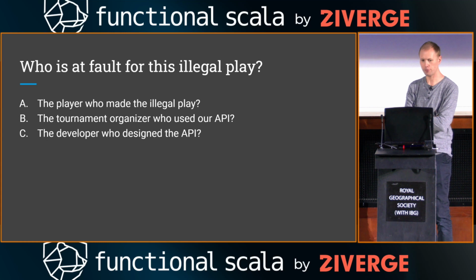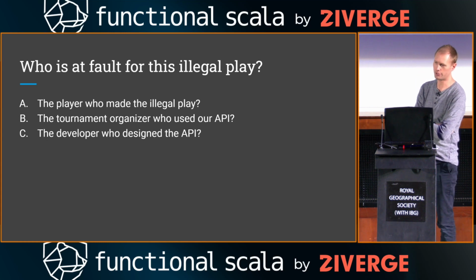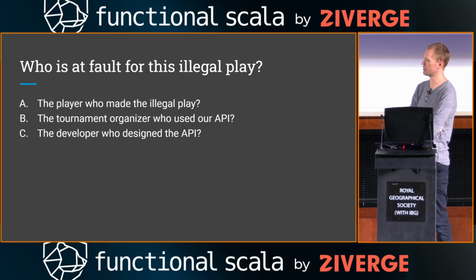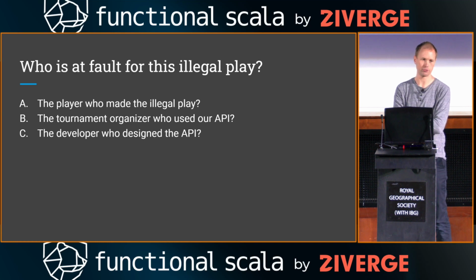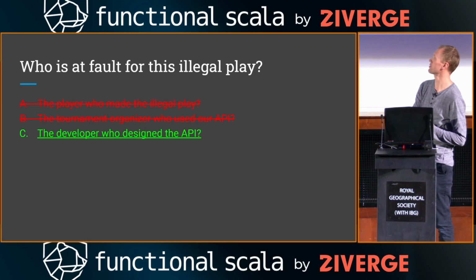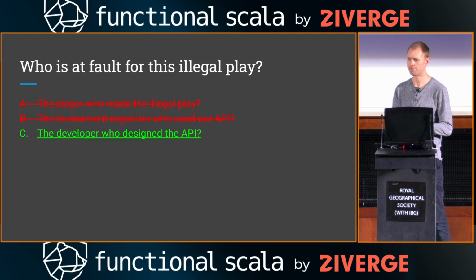So it could be the player who made the illegal play. They should know they can't just replace someone's mark. It could be the tournament organizer who used our API, or it might be the developer who designed the API. And I would argue that the person at fault is the developer who designed the API.